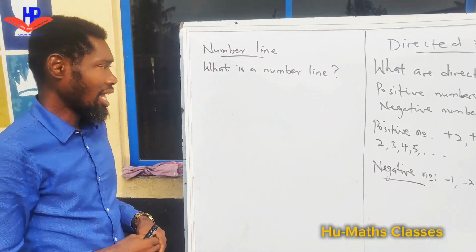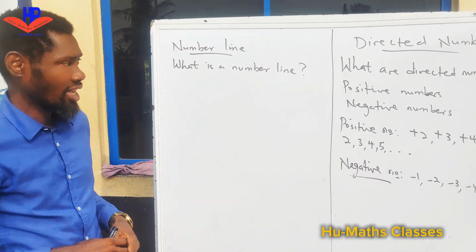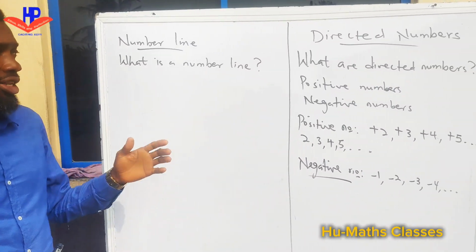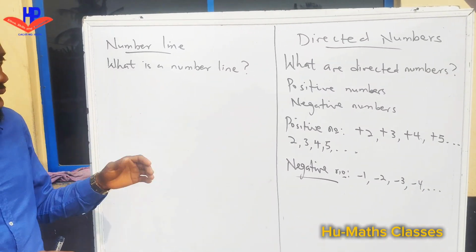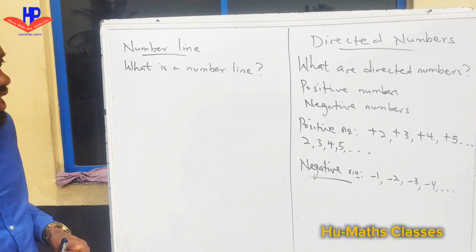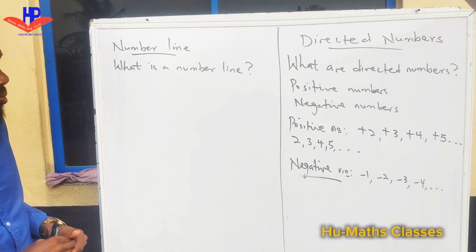Okay, let's look at number line. What is a number line? Recall in the previous slide we discussed the directed numbers, and I said directed numbers has to do with the positive numbers and the negative numbers, or positive and negative integers, and I gave us examples of the positive numbers and the negative numbers.